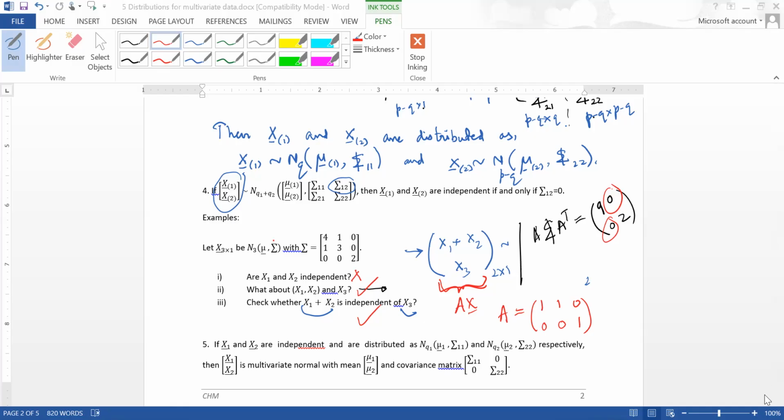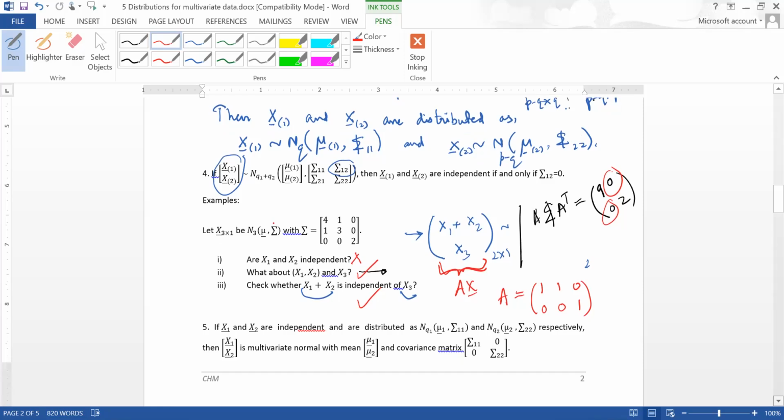Moving forward. So these properties are related. You can see property 3 was there to partition our x vector into two parts, and we can get the distribution of each part separately. Then the fourth one said, if you have two parts with a multivariate normal distribution, then these two parts are independent if sigma 1,2 part equals 0.